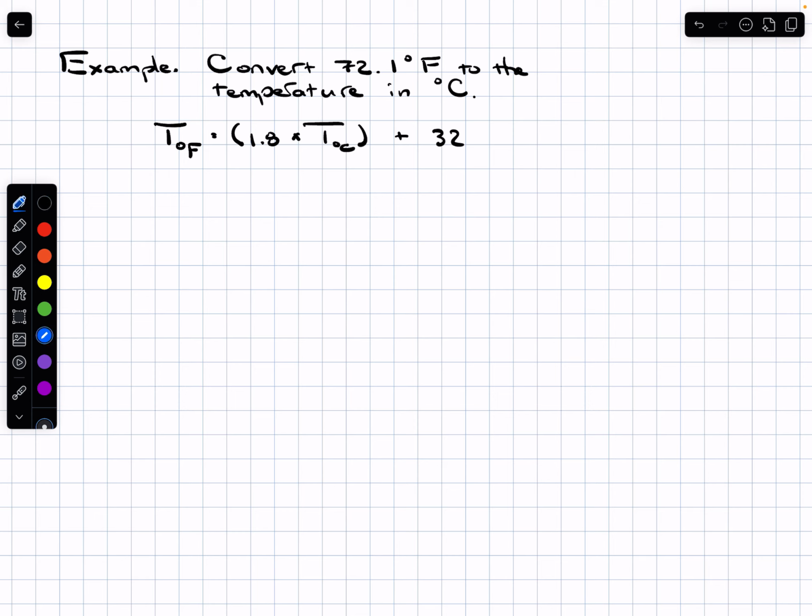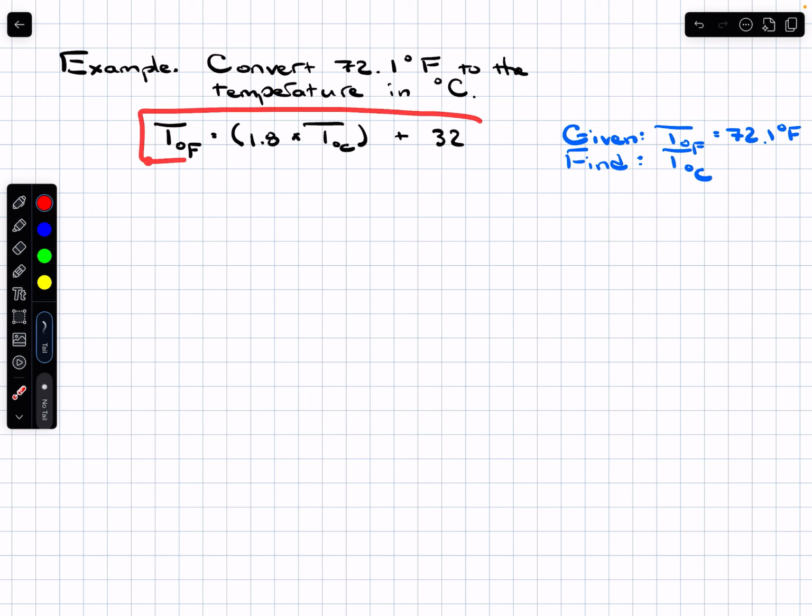We're given in this problem the temperature in degrees Fahrenheit, and that is 72.1 degrees Fahrenheit. We're trying to find the temperature in degrees Celsius. So what we've got to do is take a look at this equation and figure out how to get the temperature in degrees Celsius by itself. So we want to make sure that we can isolate this variable algebraically.